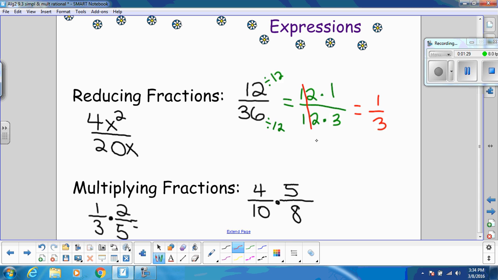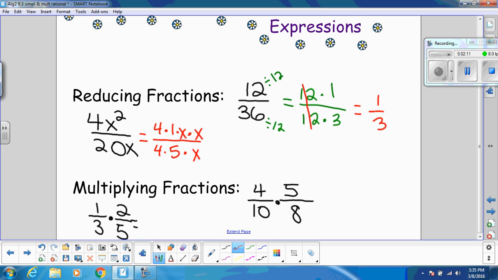Okay, so let's take a more complex version of that. So if I have 4 over 20, all right, so what can I divide each of those by? Well, I can divide each of those by 4, but I'm going to do the same thing I did before. I'm going to write this as 4 times 1, and then I'm going to rewrite 20 as 4 times 5, right? Because 4 times 5 is what gives us 20. All right, so then now we have these x values. Remember, x squared is the same thing as x times x. And then x is, I'm just going to write x.